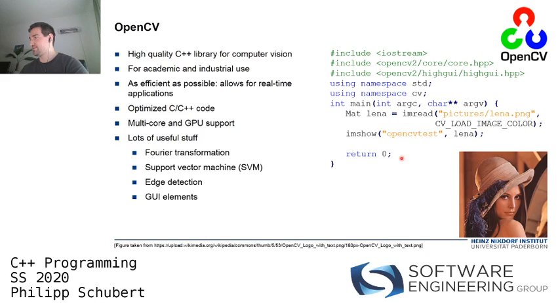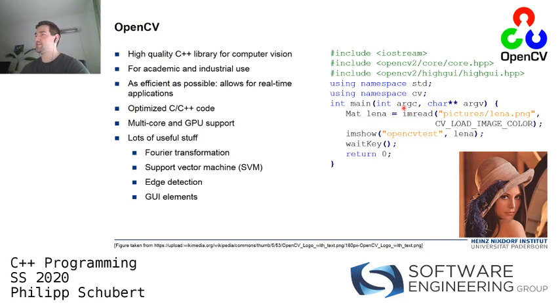That is the picture called Lena, and it's basically the hello world of computer vision researchers. That's the picture that they usually analyze as a hello world. Then you can call a function called wait key, and it will show you the image until you press any key, and then it will disappear.